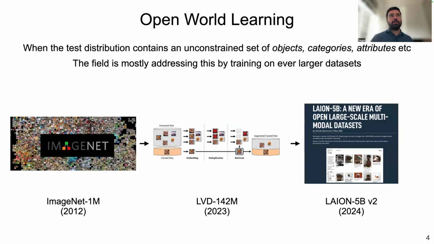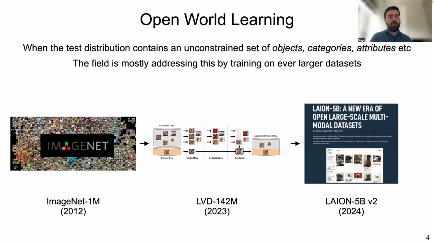The other part of the title was open world learning. So what is this? Again, there are many different definitions, but in practice, it just means when the test distribution, the set of things on which a model is evaluated, comes from an unconstrained set of objects, categories, attributes, etc., which is slightly different to the setting which many of us tackle in academia. And in practice, most of the field has been addressing this by just training on ever and ever larger training sets, thereby making more and more problems closed world, i.e. that the set of things which we encounter at test time are the same set of things which we've encountered during training. So to illustrate this, on the left, I've shown ImageNet.